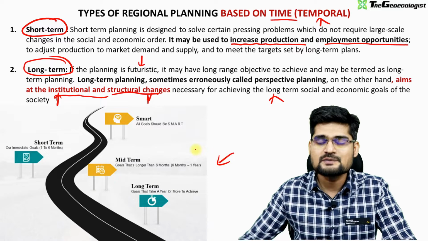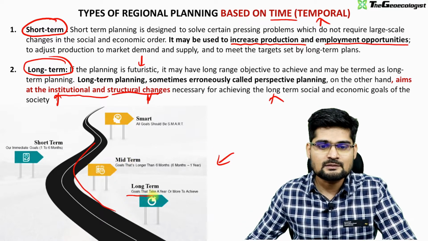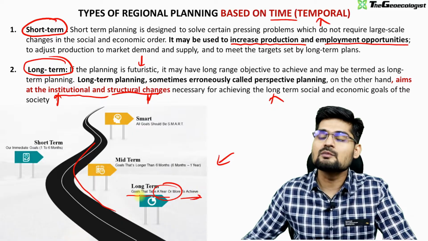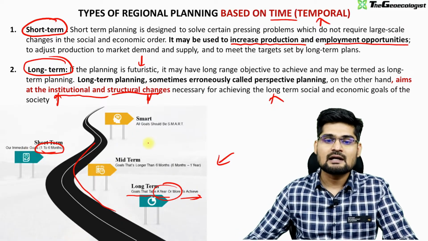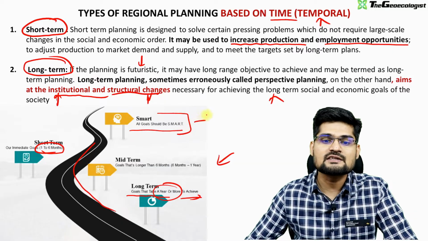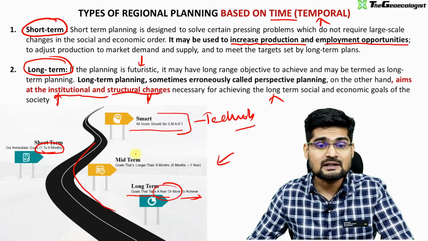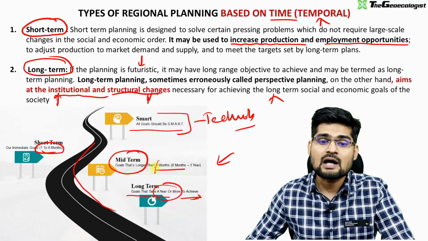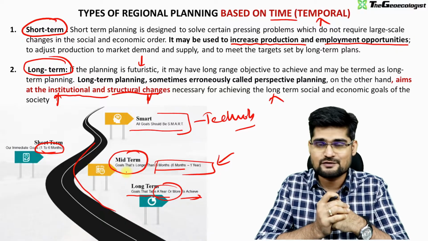For example, if you observe this diagram, look at this particular road and we observe long-term goals that take 1 year or more to achieve. Short-term goals are achieved in just a few months, and smart goals are to be achieved by technology usage in a very quick time. And also there are some mid-term goals like about half-yearly goals. So in that way we can understand this is a temporal approach of regional plan.